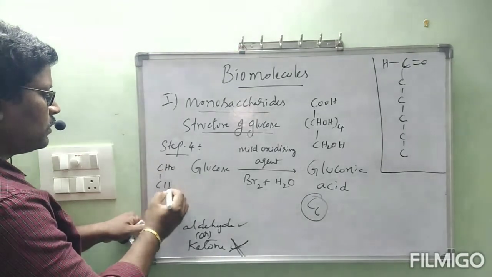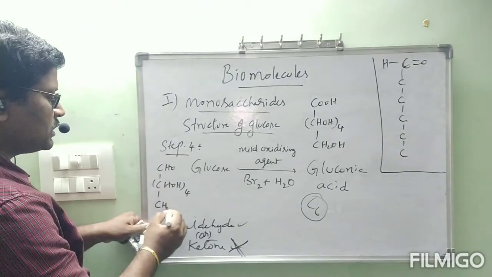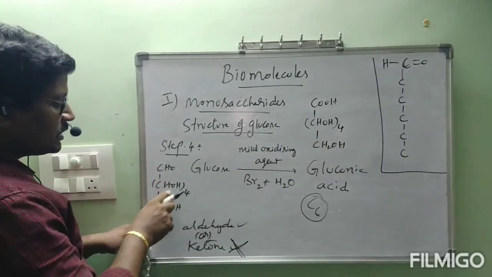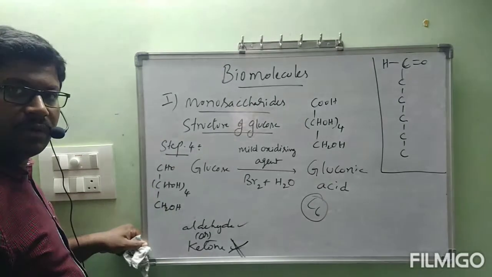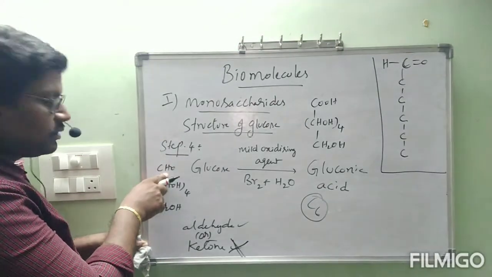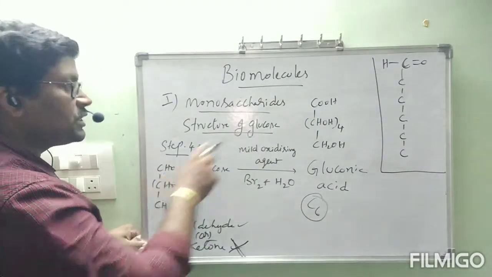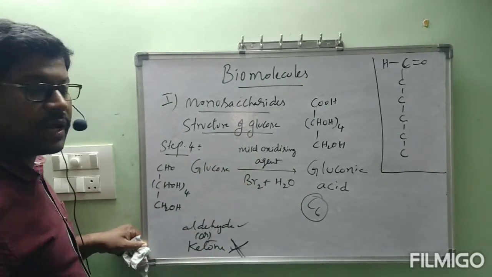CHO, CHOH 4 times, CH2OH. See, CHOH means CHOH continuation. Okay, here CHO is there. This is aldehyde. It is carboxylic acid. First position aldehyde became carboxylic acid by reaction with a mild oxidizing agent, Br2 plus H2O.